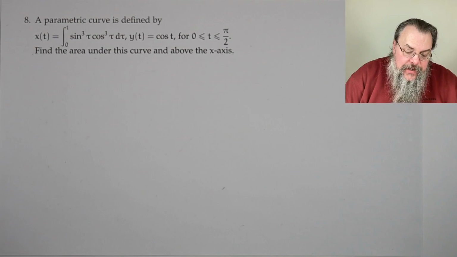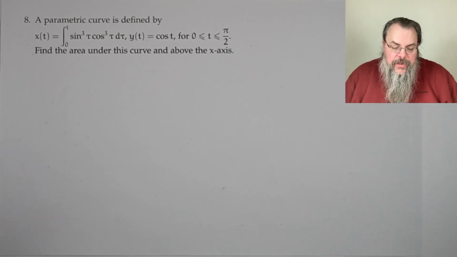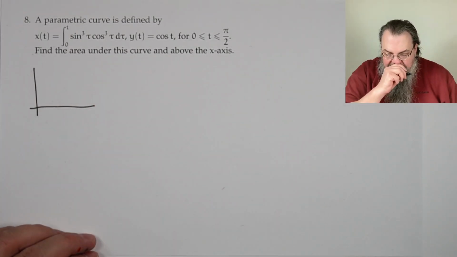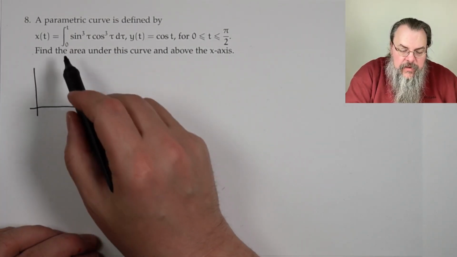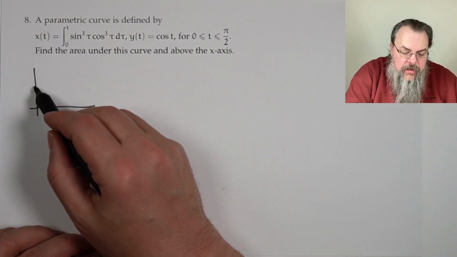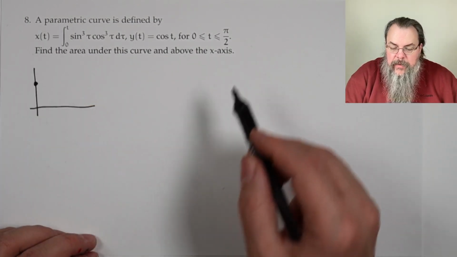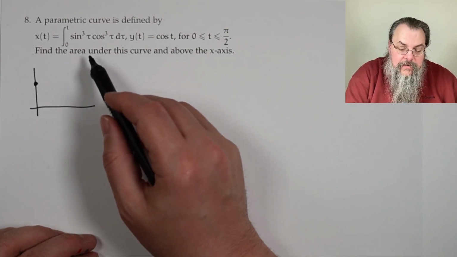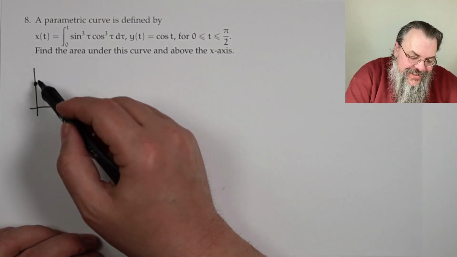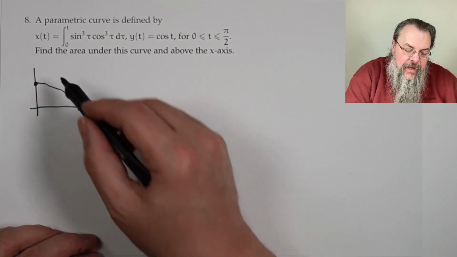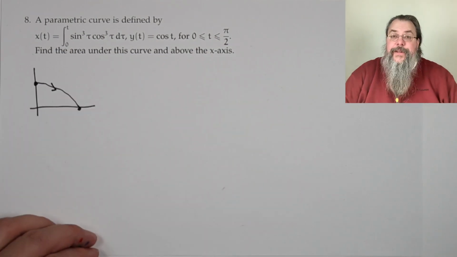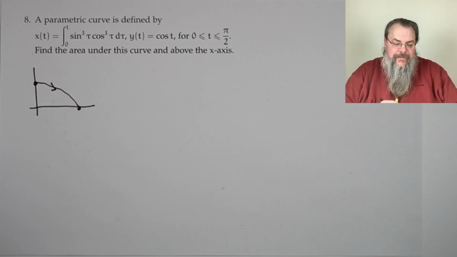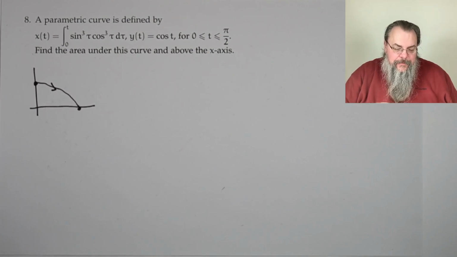Well, we want to find the area under this curve and above the x-axis. So what we should think of is the following. I don't know exactly where it is. At time 0, we see that x is 0 and y is 1. Yeah, okay, so it's doing something. And at time pi over 2, cosine of pi over 2 is 0, and x is some number I don't know. Okay, so it's doing this. And I'm pretty confident it goes there. And I'll explain why I'm very confident it actually does do that. Okay, so there's our picture of our curve.